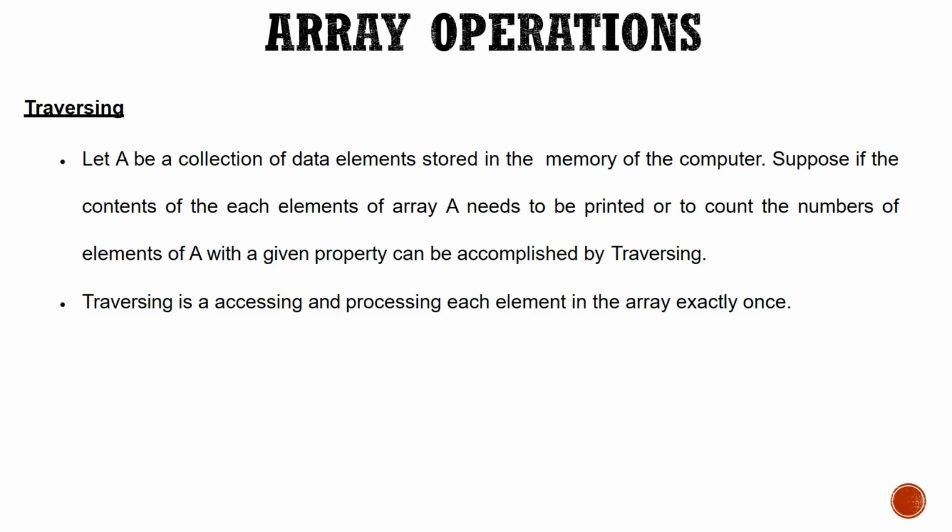Suppose I want to find the average of the elements in the array. How can it be performed? We take each element of the array and add them. At the end, we divide the total sum by the number of elements in the array. That is called traversing. Each time, we visit an element of the array exactly once. So this is nothing but traversing the array.